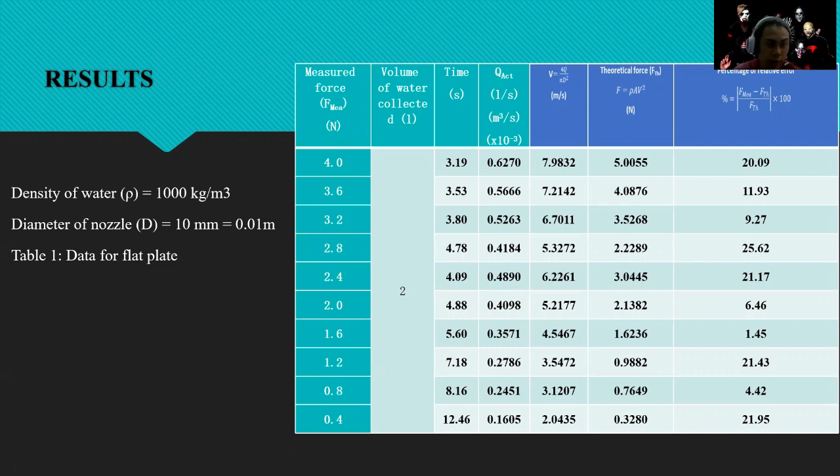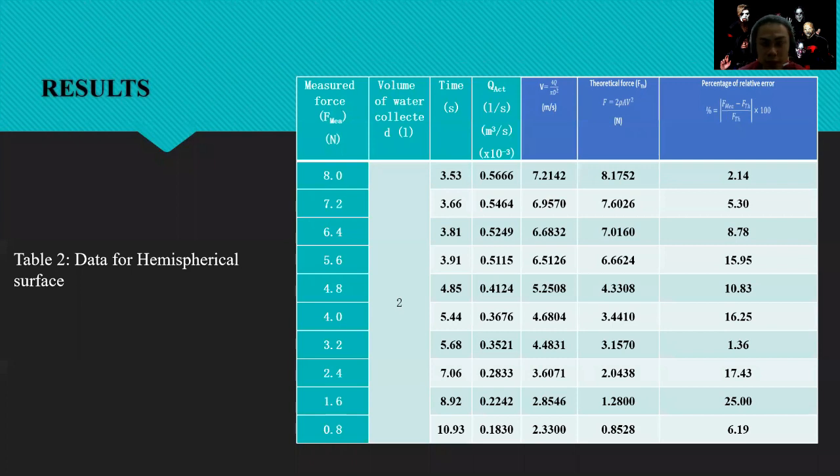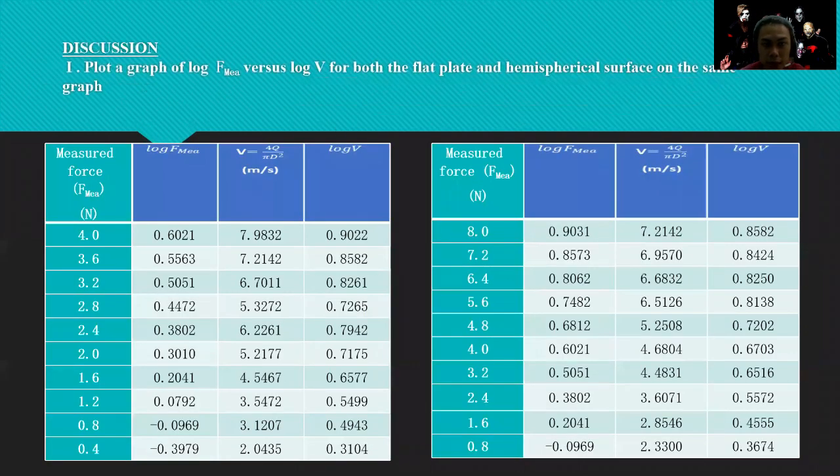We are using the density of water, that is 1000 kilogram per meter cube, and the diameter of the nozzle is 0.01 meter. So this is our data for the flat plate, and this is our data for table 2, that is data for hemispherical surface. I will proceed to our discussion.